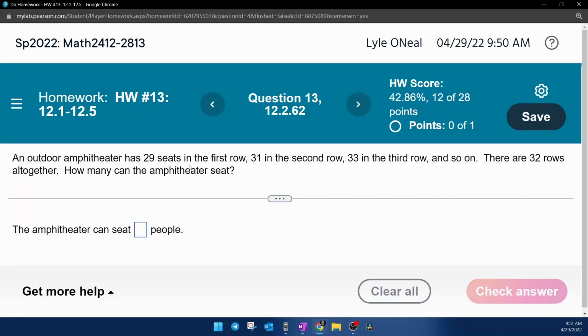All right, here we go. Question 13 from our Precalculus homework number 13 in MyLab Math. We have a word problem.